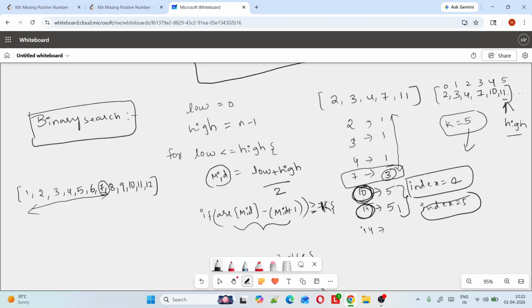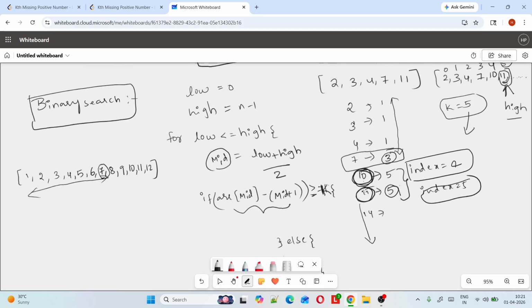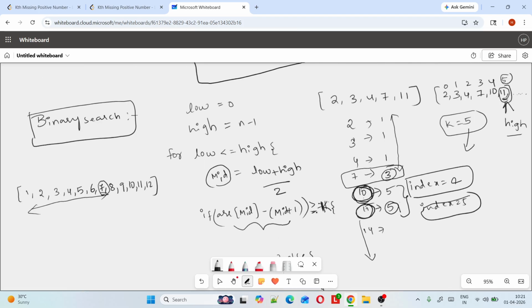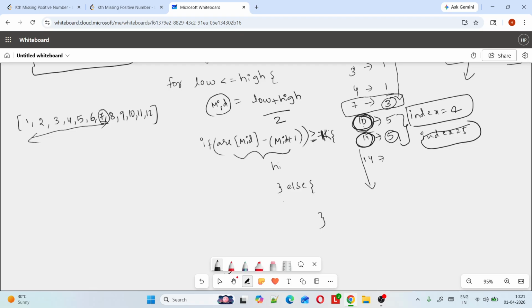Even if you calculate these right side elements, it's of no use, because for 11 only you got the missing number greater than or equal to 5, okay. Even after you check these elements, it's of no use, since you have to get the first index where our count of missing numbers is greater than or equal to k, okay. So can I move my pointer to high equal to mid minus 1, because we have already calculated mid.